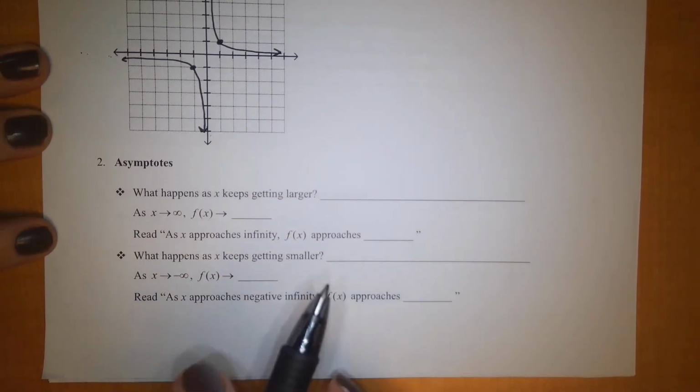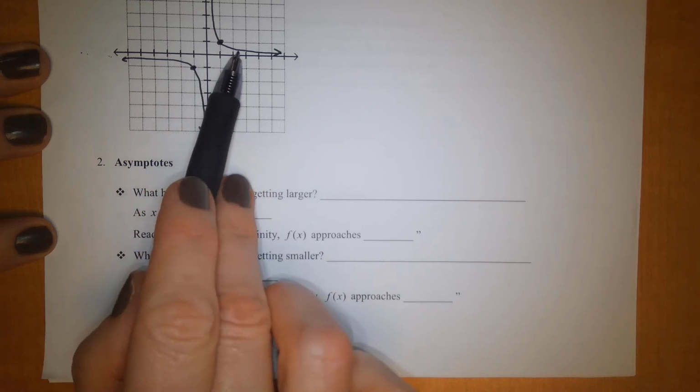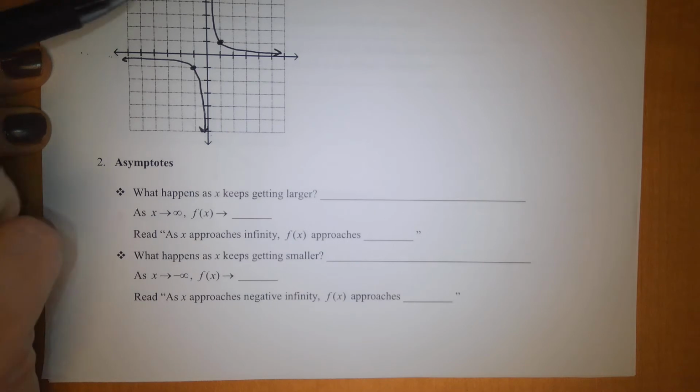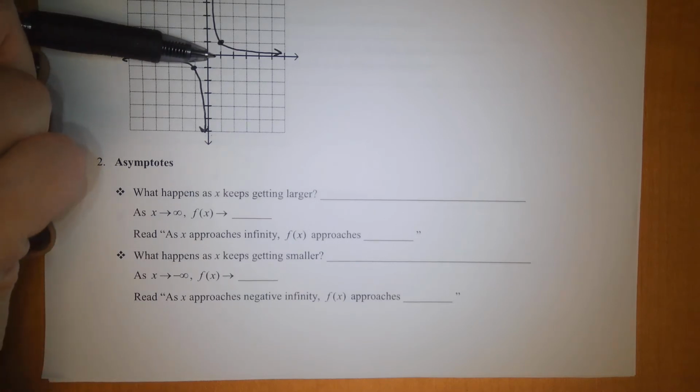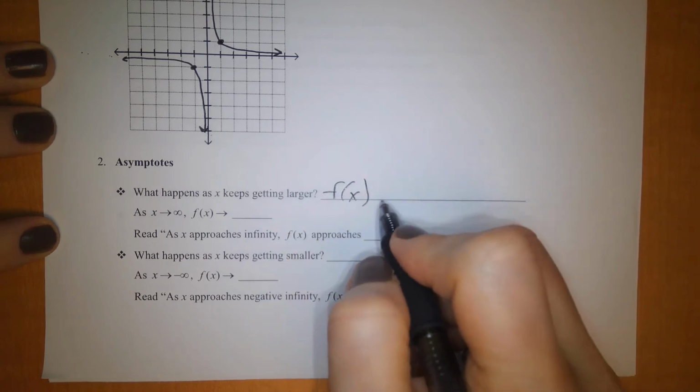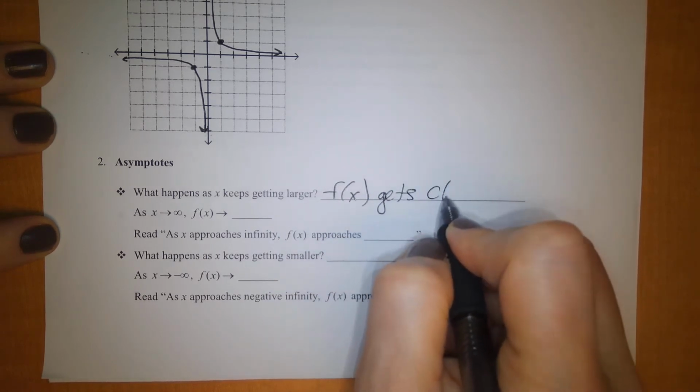So what happens as x keeps getting larger and larger? Well, the function is getting closer to 0. In other words, y is getting closer and closer to 0, or the x-axis. So the function y gets closer to 0.